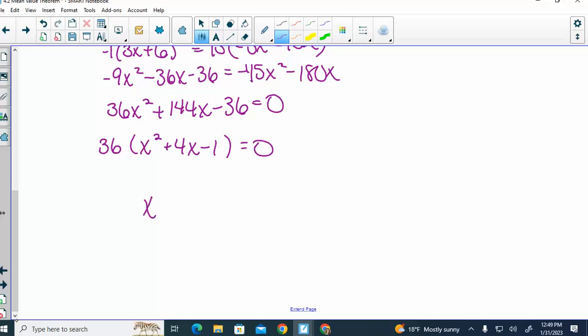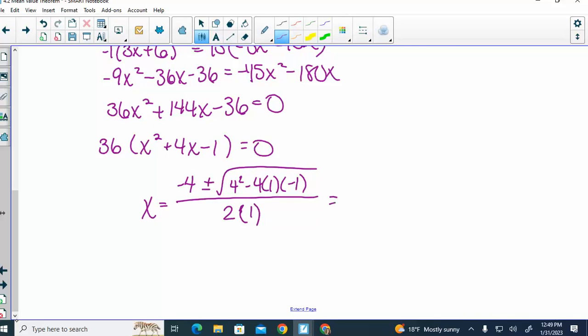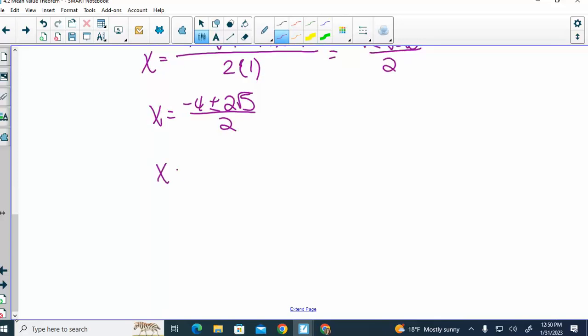Oh, good for you. Opposite of b, plus or minus the square root of b squared minus 4ac, all over 2a. So we get 16 plus 4 is 20. How do you break down the square root of 20? 4 and 5. Square root of 4 is 2. So then we can divide. We're getting -2 plus or minus the square root of 5.